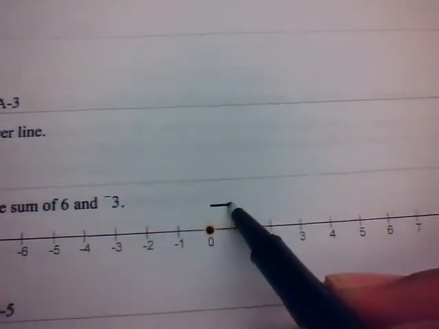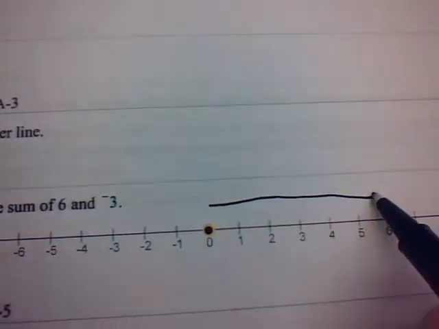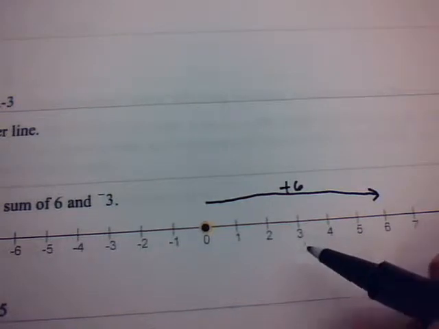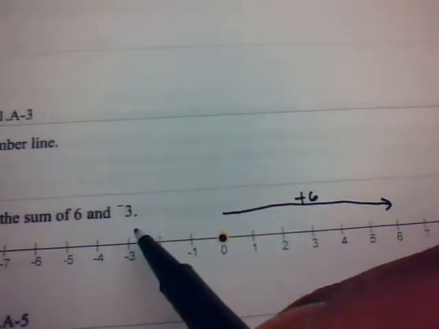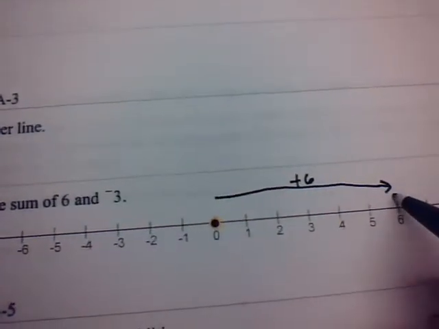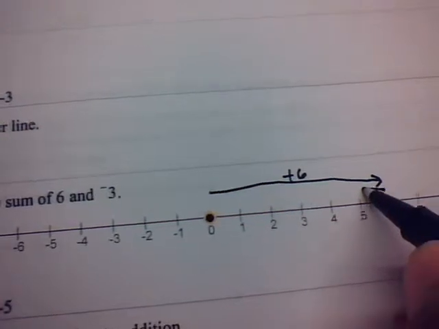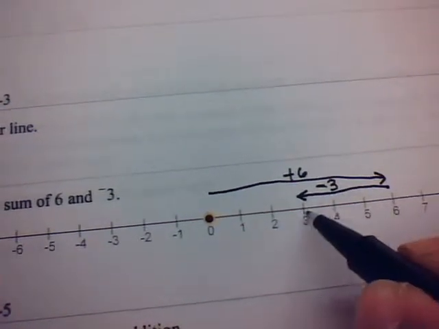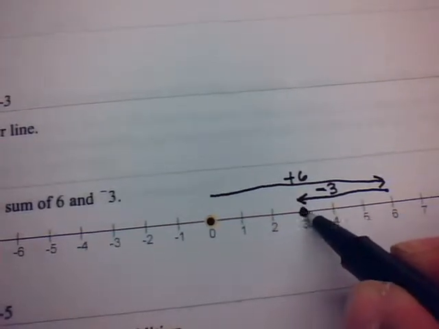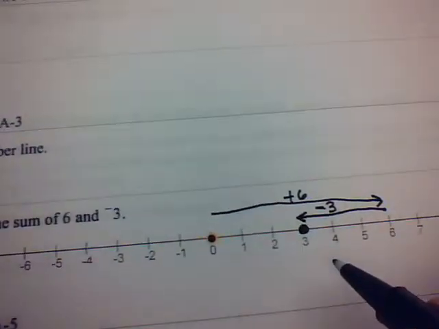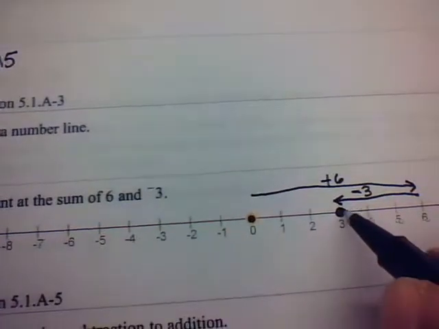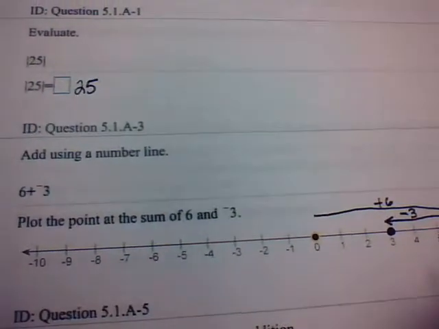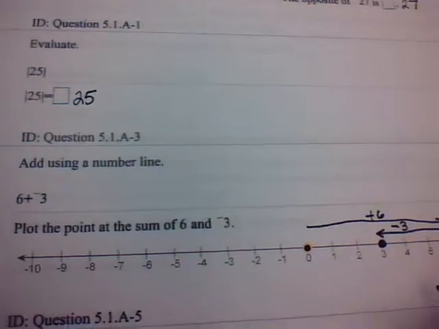You start at 0 and go to the right 6 places for a positive 6. And then we're adding negative 3, so that means starting at 6, you're going to go back 3 places for negative 3. And you'll end up at this point, which is 3. So here, the point would be at 3 to represent 6 plus negative 3.